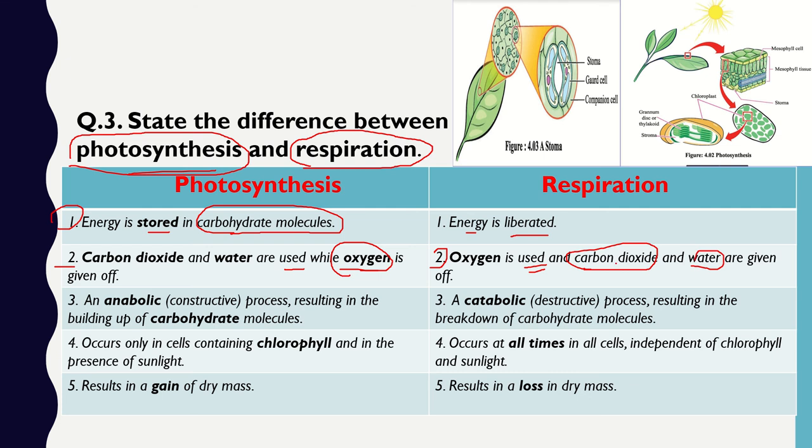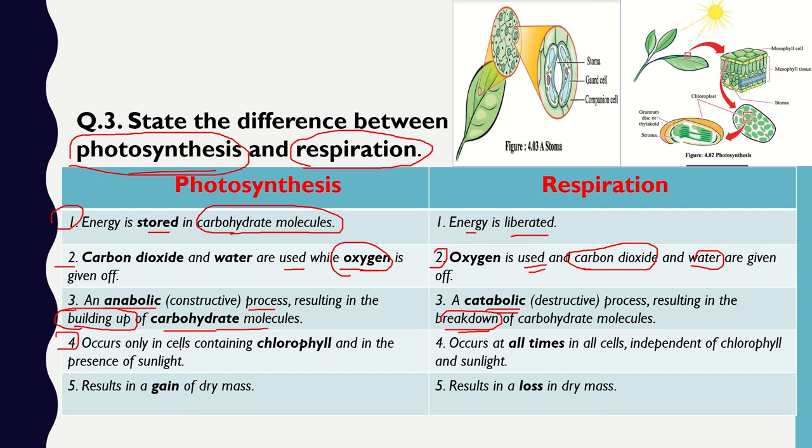You must remember that it is the opposite. Number three, photosynthesis is an anabolic, that is a constructive process, resulting in the building up of carbohydrate molecules. And respiration is another kind of process, catabolic, that is a destructive process resulting in the breakdown of carbohydrate molecules.